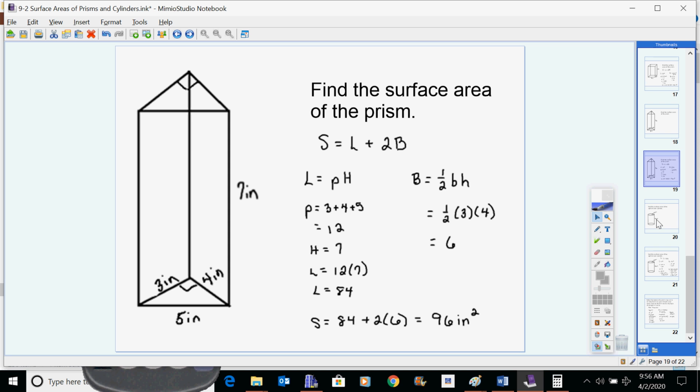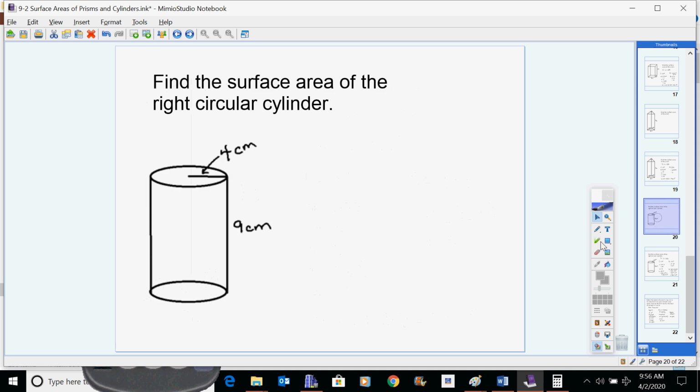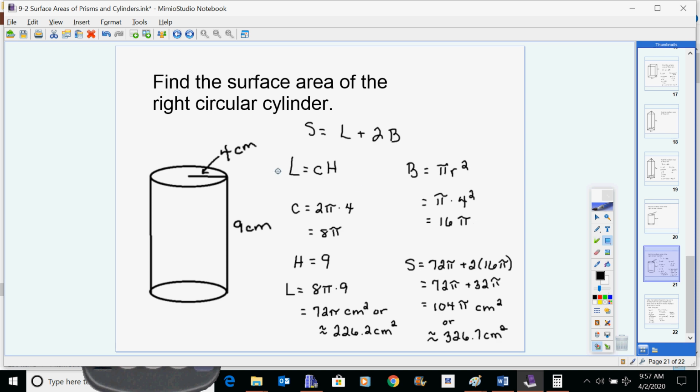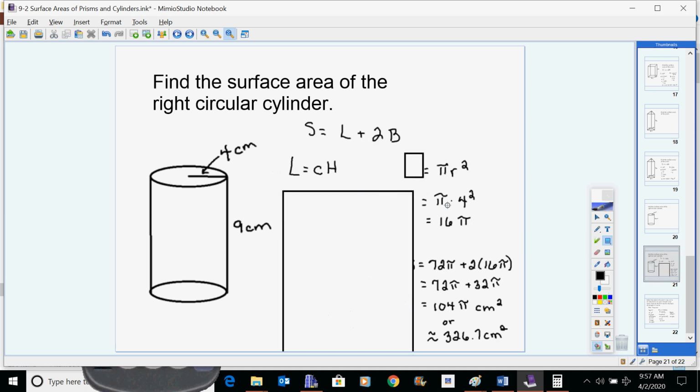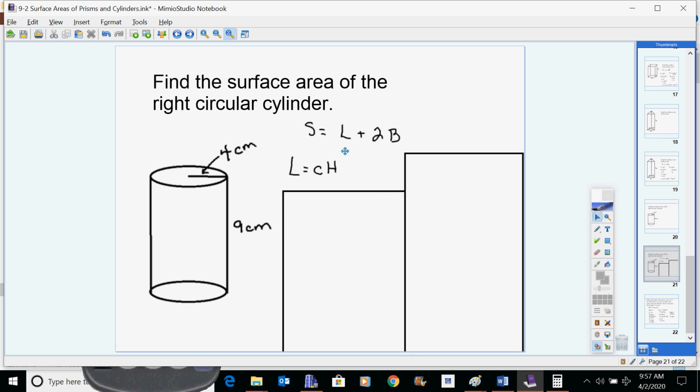Same thing works for a cylinder. Lateral surface area plus 2 times the area of the bases. The formula is actually the same. But once again, your area of your bases are going to be using that formula. Let's go through the process here, one thing at a time. Surface area is the lateral surface area plus 2 of the bases.